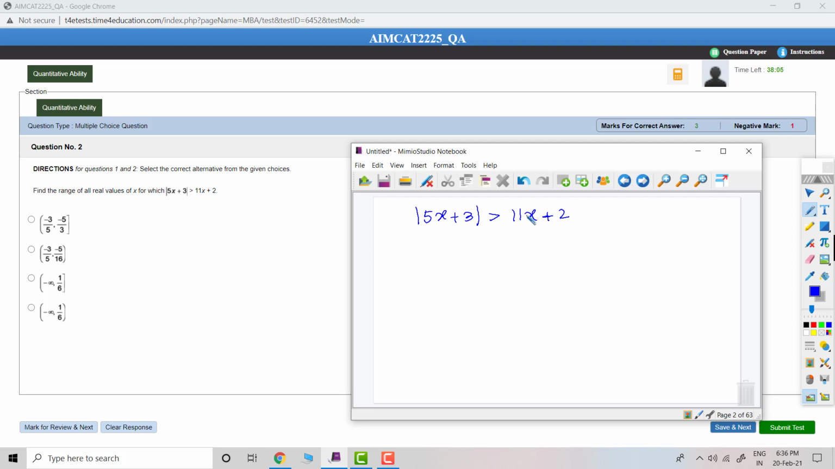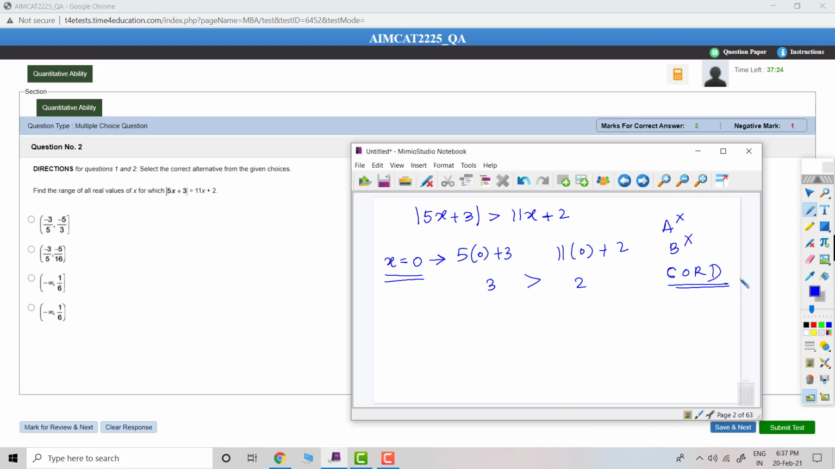If we look at the options carefully, the last two options include 0. So what happens if I put x equal to 0? Let's check whether x equal to 0 satisfies this inequality. If I put x equal to 0, the left hand side becomes 5 times 0 plus 3, and the right hand side becomes 11 times 0 plus 2. So the left hand side will become 3, the right hand side will become 2. So this inequality is greater than. So if I put x equal to 0, this satisfies. From this we can say that option A is not the answer, option B is not the answer. So our answer is going to be option C or option D.